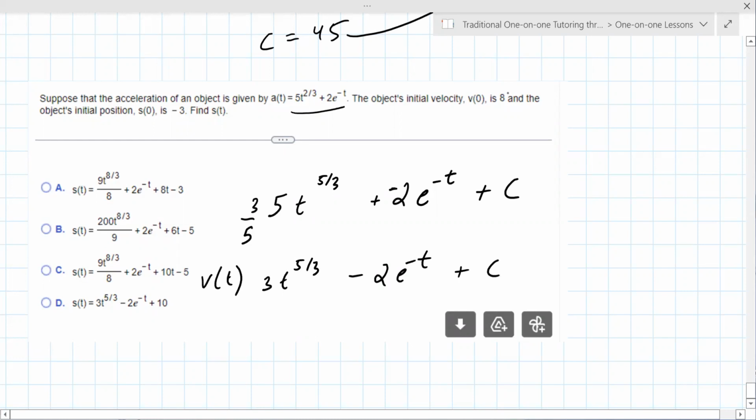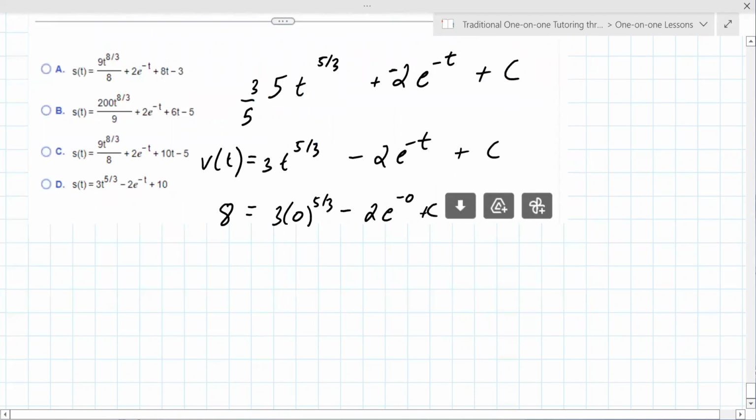So this is your v of t. Using this, the velocity at 0 is 8. So that's 8 equals 3 times 0 to the 5/3 minus 2 times e to the minus 0 plus c. The first one is 0. e to the 0 is 1, so this becomes minus 2 plus c. That gives you 8 equals that. So c is 10. And that actually eliminates these two answers.